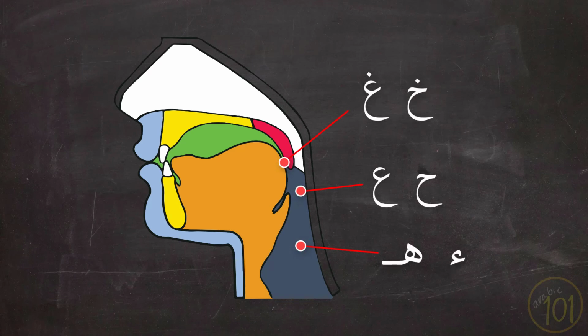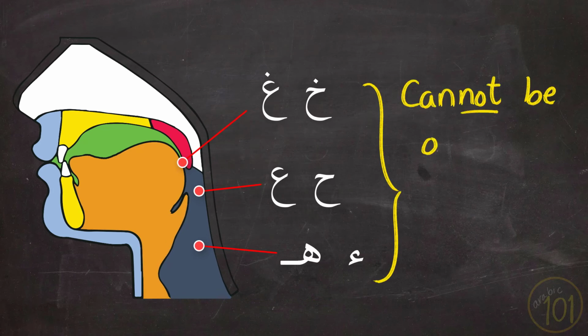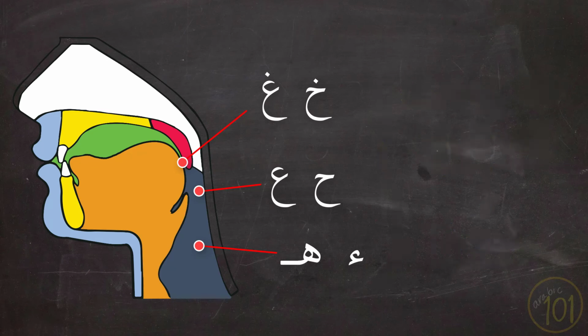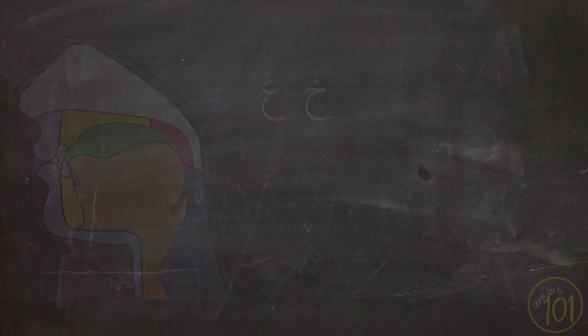So the throat as an area of articulation produces these 6 sounds or letters from 3 articulation points. These sounds might be quite challenging in Arabic because of how deep they come from, which makes it almost impossible to observe the movement of the organs. Next lesson, we'll start with the next area of articulation. Do you know which one it is? Let me know in the comments below.